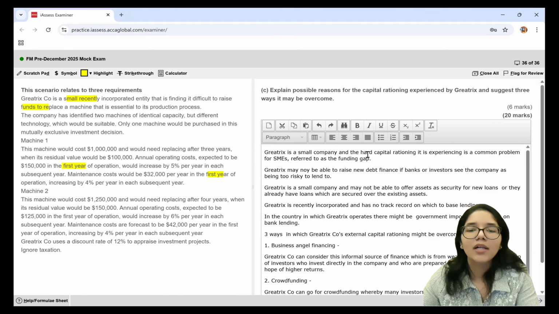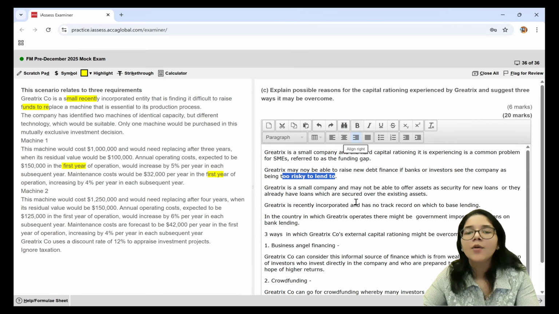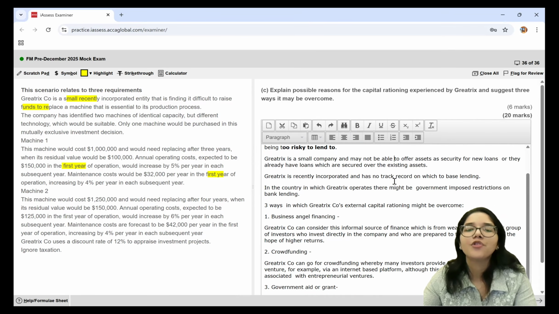So Greatrix is a small company, and the hard capital rationing it is experiencing is a common problem usually faced by the SMEs, the small and medium enterprises, which we often call the funding gap. Now, what are a few reasons why they are facing this problem? One reason is that people are finding the company too risky to lend to. So maybe they are not able to get more debt, because the investors, the banks, are thinking that this company will be too risky.